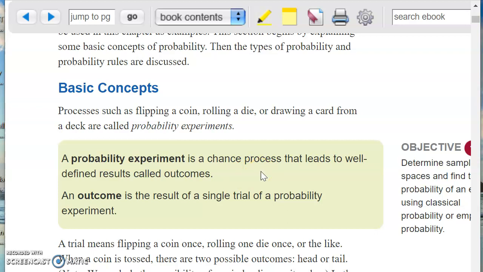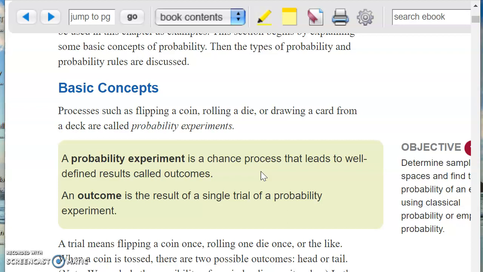Now, when we throw a die, if you have two of them, they're called dice. If you throw one of them, it's called a die. If you throw a die, you know what's going to happen in the sense that it's going to be a 1, a 2, a 3, a 4, a 5, or a 6. But you don't know what's going to come up. Is it going to be a 2? Is it going to be a 3? And so forth. When you flip a coin, you know it's going to be a head or a tail, but you don't know what it's going to be. So we call that a probability experiment.